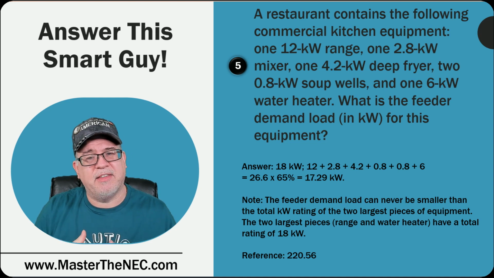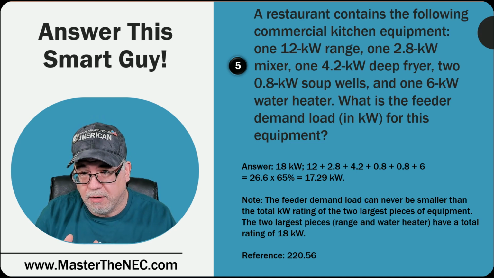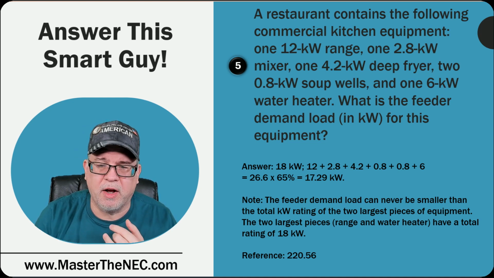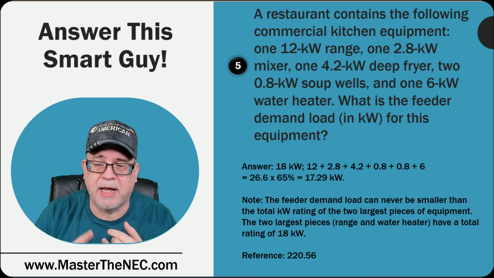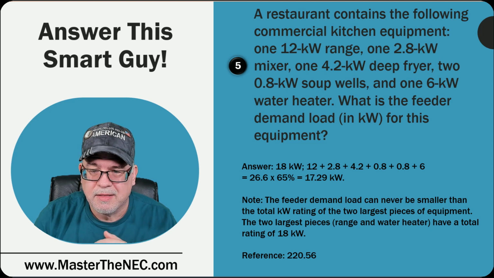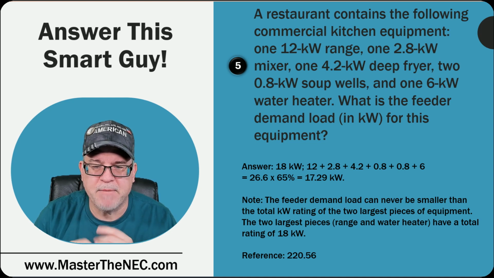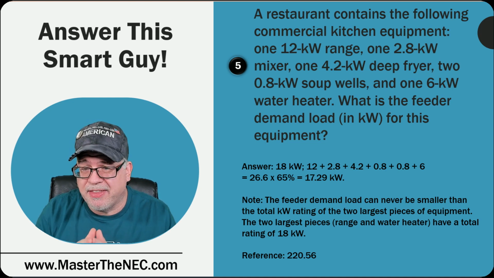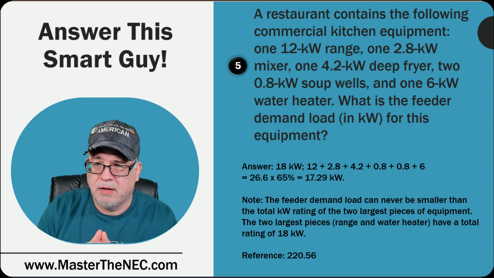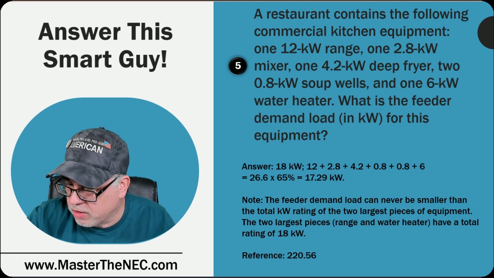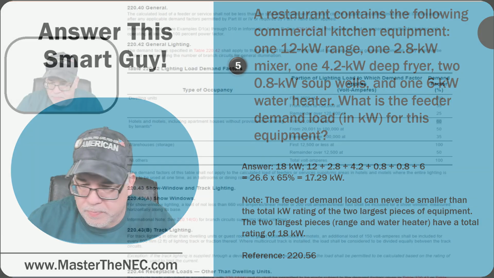And we're trying to find the demand load in kW for this equipment, for this feeder. All right. So if you added them all up, 12 plus 2.8 plus 4.2 plus 0.8 plus 0.8 plus 6, that's 26.6. All right. Now, demand factors. You're saying, okay, now I get to apply the demand factors. How many appliances do we have here? There are 1, 2, 3, 4, 5, 6. There are 6 of them total. Okay. So let's go to the code, and we're in 220.56.